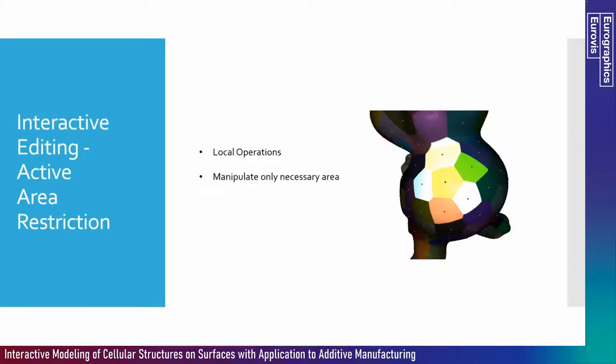Editing a cell, for example, by movement, only affects a local area. This means we only need to consider the cell that is manipulated and its neighbors, which gives us the advantage that we do not have to rerun the whole layered fields algorithm. We restrict the process to this area of interest and therefore speed up the whole process significantly. The area of interest consists of the cell the seed is located in and its direct neighbors.